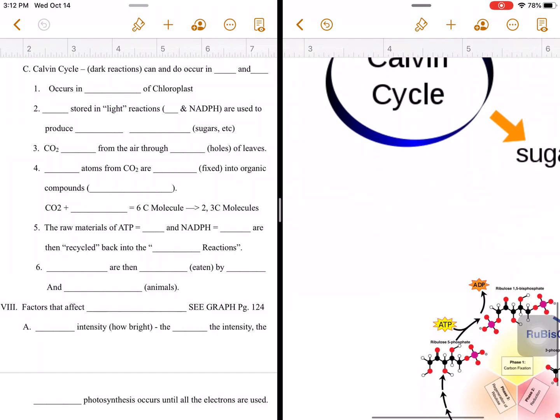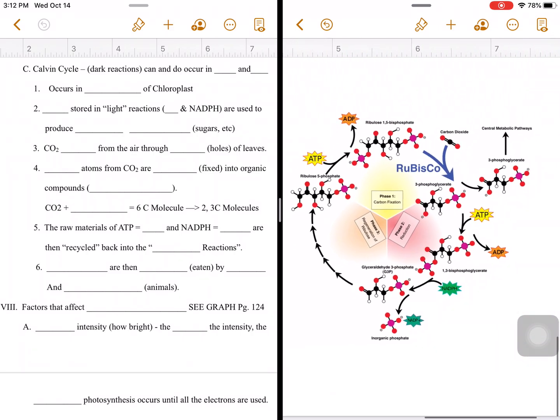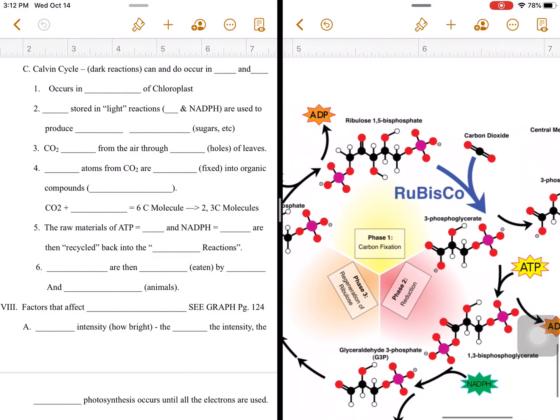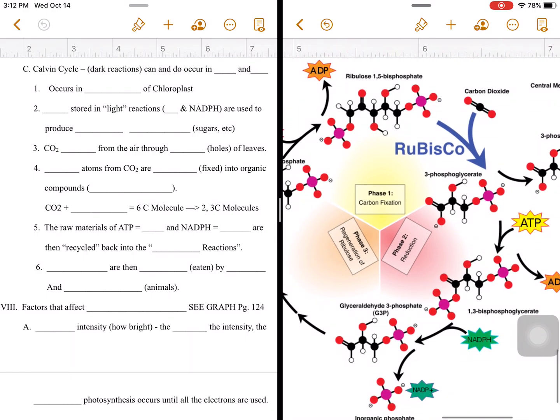So what happens is carbon dioxide is going to come in and it comes in through the stomata of the leaf, which if you put your hands together and then pull them apart and make a little hole, that's kind of what your stomata look like. They are little openings in the under parts of the leaf, and we'll talk about those in lab. And so the carbon dioxide diffuses from the air through the stomata of the leaf, or the holes of the leaf.